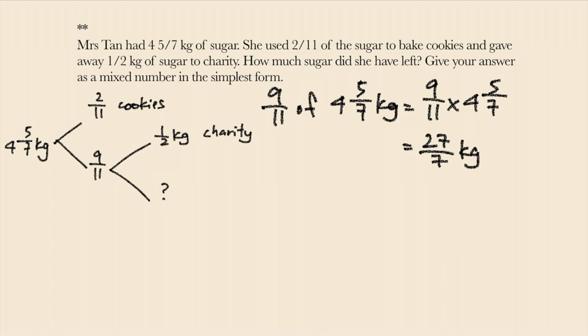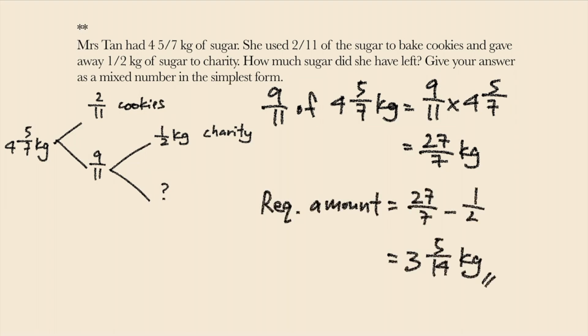We have done the multiplication part, so let's do the subtraction part. Half actual kilograms given away, so what's left behind? So that's a subtraction of half, and you will obtain this. Make sure that your final answer is a mixed number as required in the question, in the simplest form.